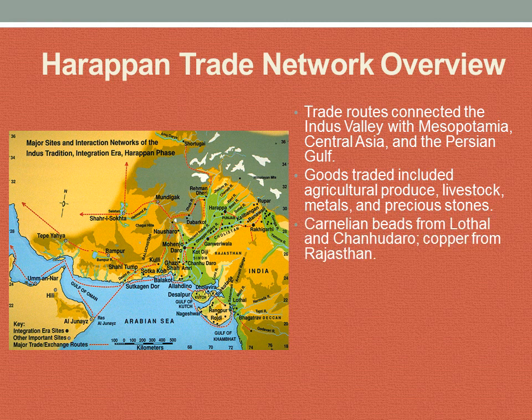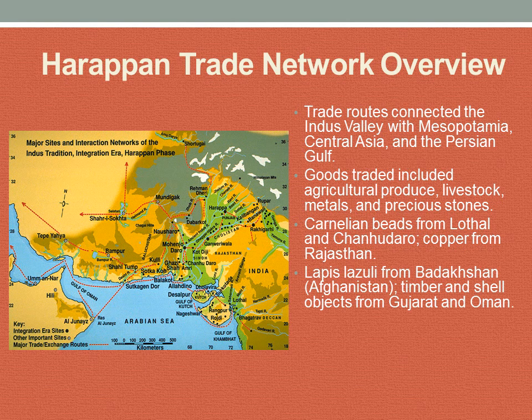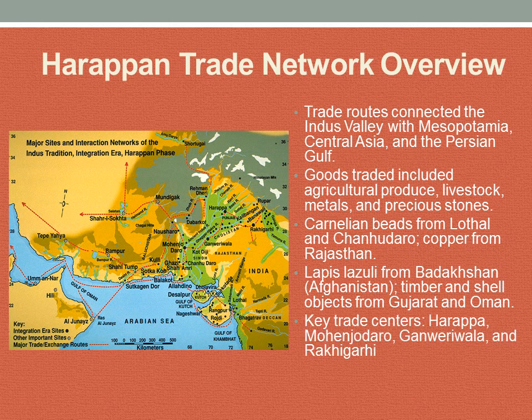Carnelian beads from Lothal and Chanhudaro were found in Mesopotamia, Central Asia and the Persian Gulf, and copper from Rajasthan was also a very important commodity of exchange. Lapis lazuli from Badakhshan in Afghanistan, timber and shell objects from Gujarat and Oman. These were the items which were exchanged between the different parts of the three civilizations, namely Mesopotamia, Central Asia and the Persian Gulf. The key trade centers of Indus Valley Civilization were Harappa, Mohenjodaro, Ganweriwala and Rakhigarhi.